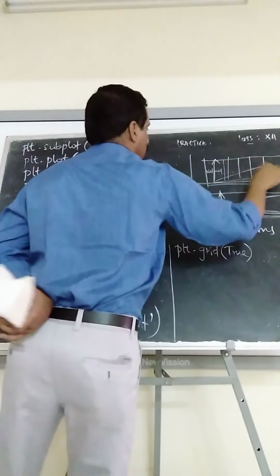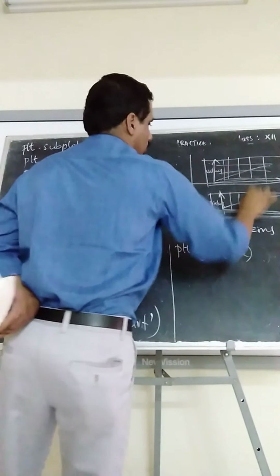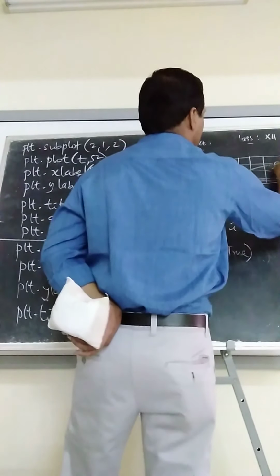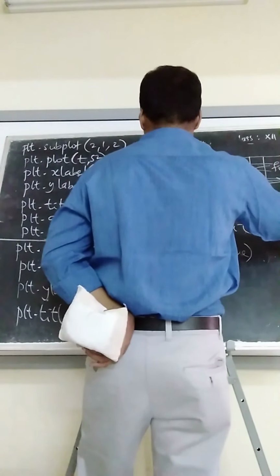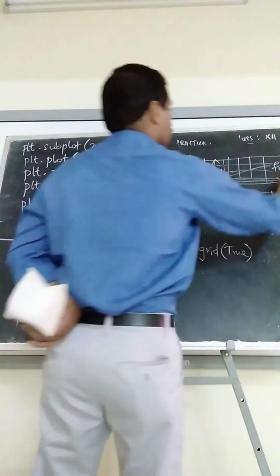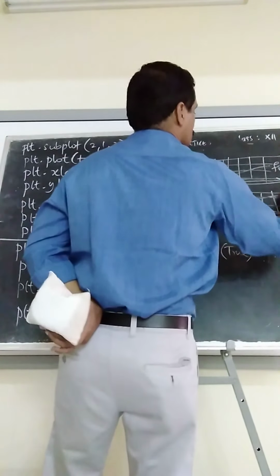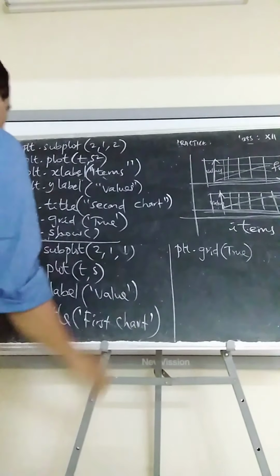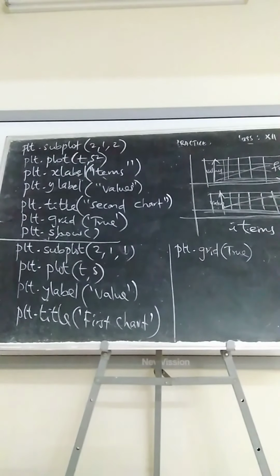So when you give grid, the plot will be crossed like this, that is grid. This is called the first chart, and this is the second chart. It will be written first chart and second chart. That was the title of the chart, and all these things will be there, and the values will be based on the values of S1, S2 and T.